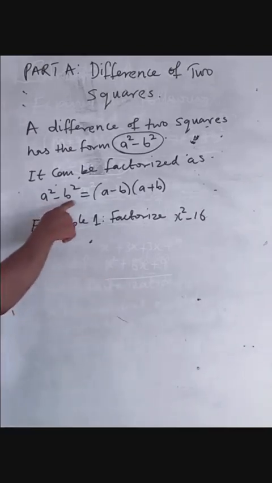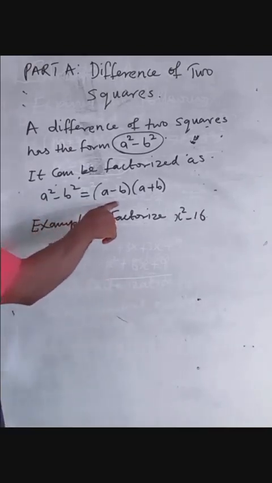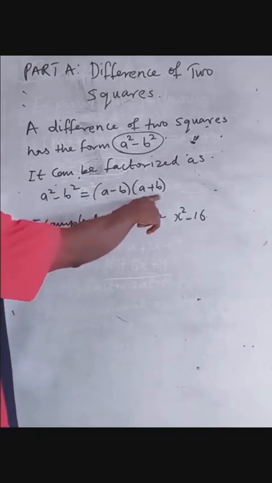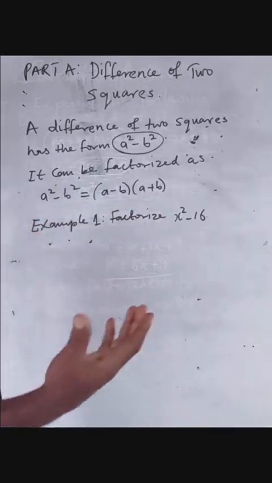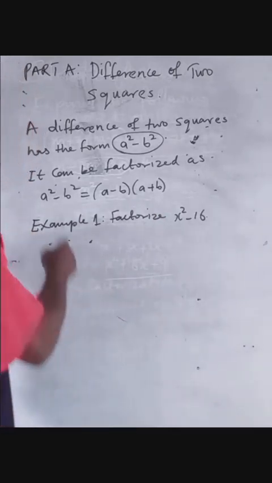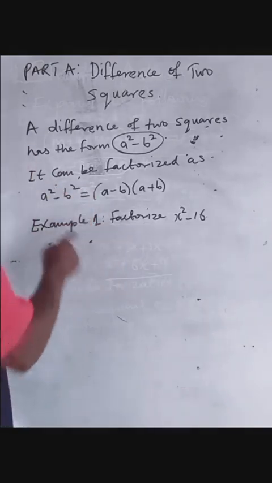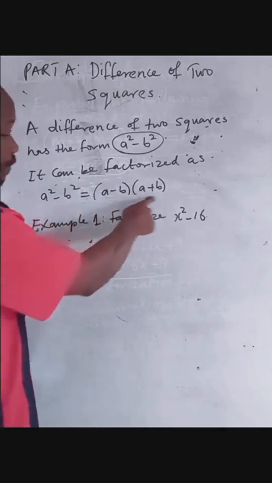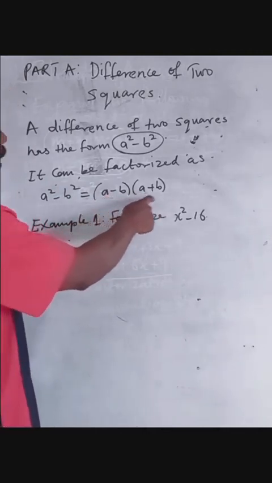A squared minus b squared is of the form a minus b, a plus b. So, let's look at an example. These things, you need to remember them, keep them in mind. When you have an expression like this, a squared minus b squared, this is how you will factorize it. A minus b, a plus b.